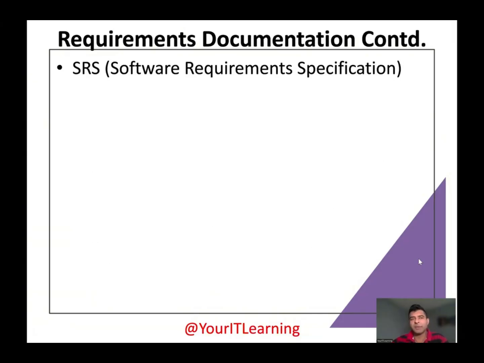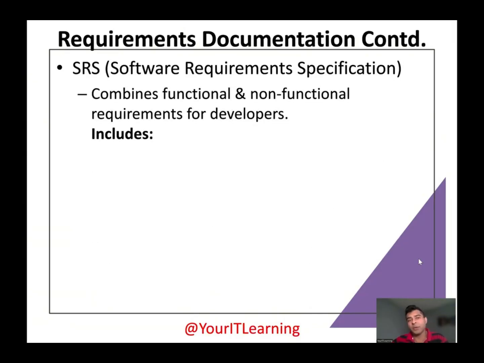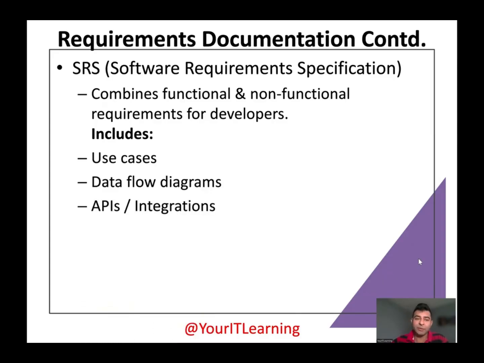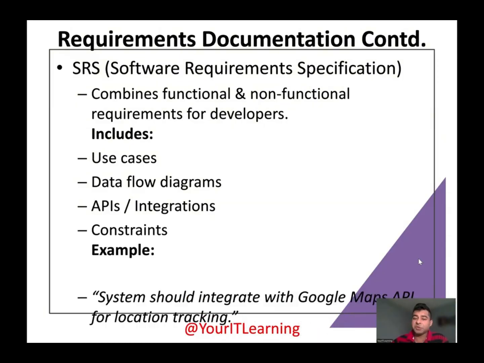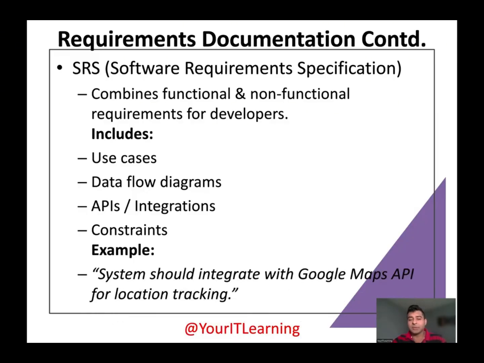System requirement specification. This combines functional and non-functional requirements for developers, and that includes use cases, data flow diagrams. So you create a flow diagram of how the data will flow, API integrations. You will talk to the stakeholder or the architect to understand the API integration. There will be some constraints as well. For example, system should integrate with Google Maps API for location tracking.